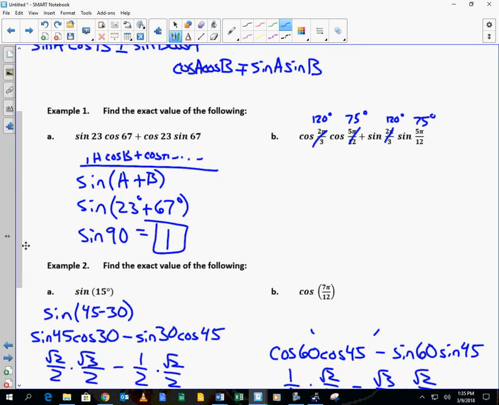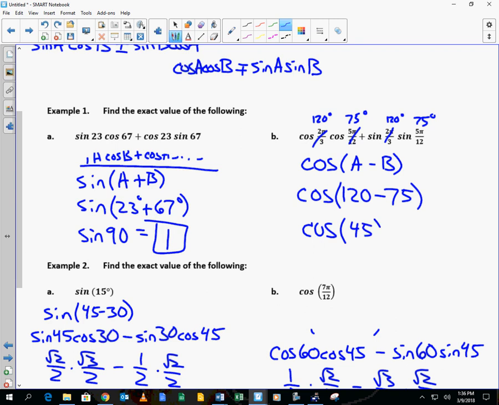Does this look like a cosine formula or a sine formula? Cosine of a plus b or a minus b? A minus b, because it's opposite in sine. So that's the cosine of what is angle A? 120 minus 75. What's 120 minus 75? 45. What's cosine 45? Oh, that was easy.